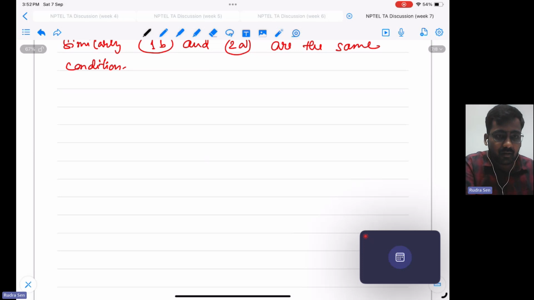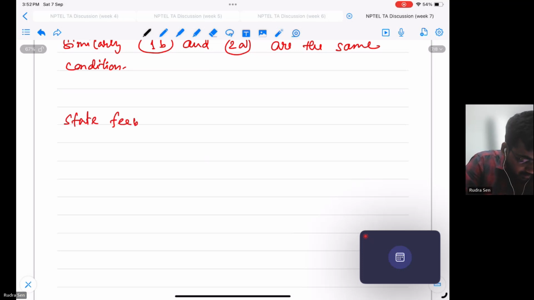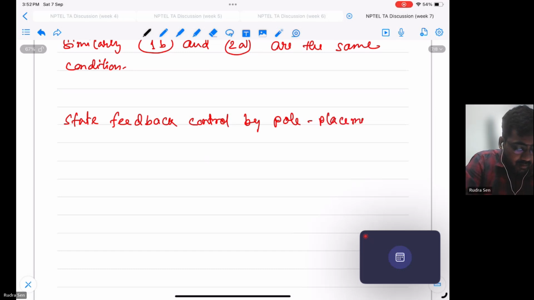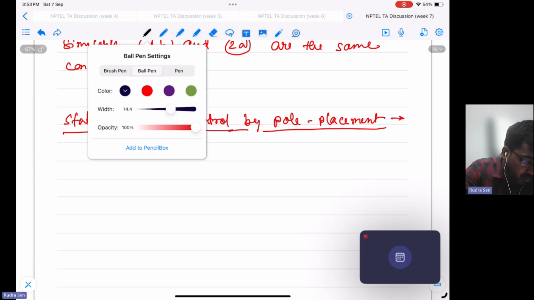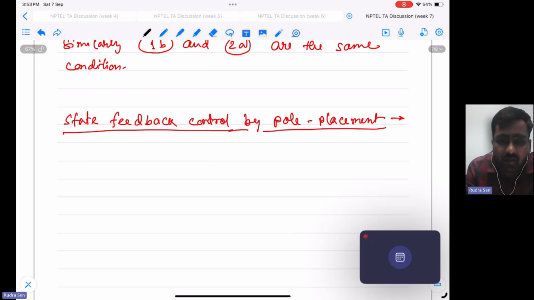The next segment is state feedback by the pole placement method. Pole placement method, or sometimes in the literature or in some books, you can see it called eigenvalue assignment. So this is basically the same thing.